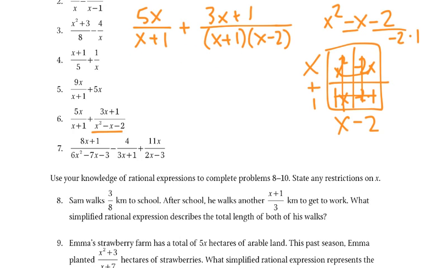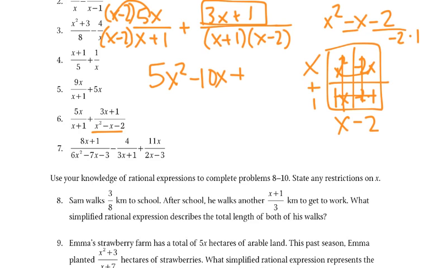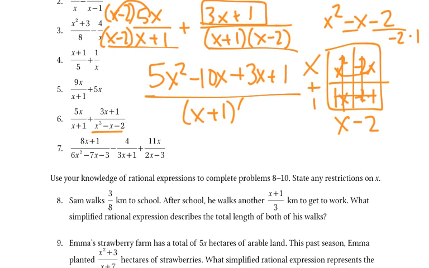So to make them even, we just need to times by an x minus 2 to both sides. Okay? So we end up with 5x times x, 5x squared minus 10x, plus, let's just add this whole piece on, 3x plus 1, all over that whole thing, x plus 1 times x minus 2. Doesn't matter the order you write it in. It's the same thing. Now we can simplify these, can't we?